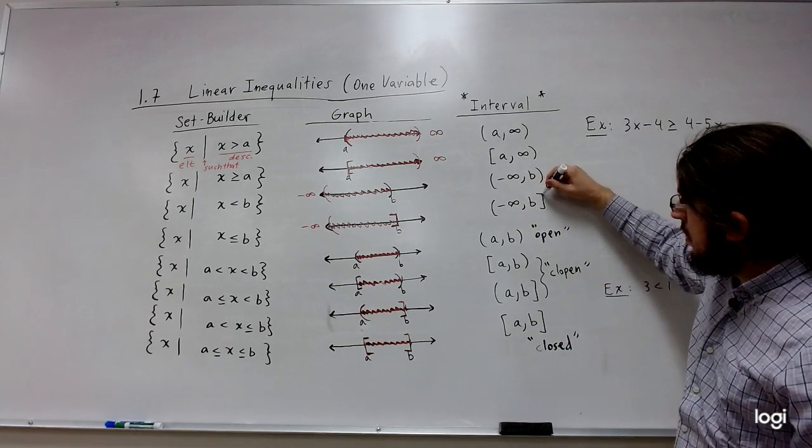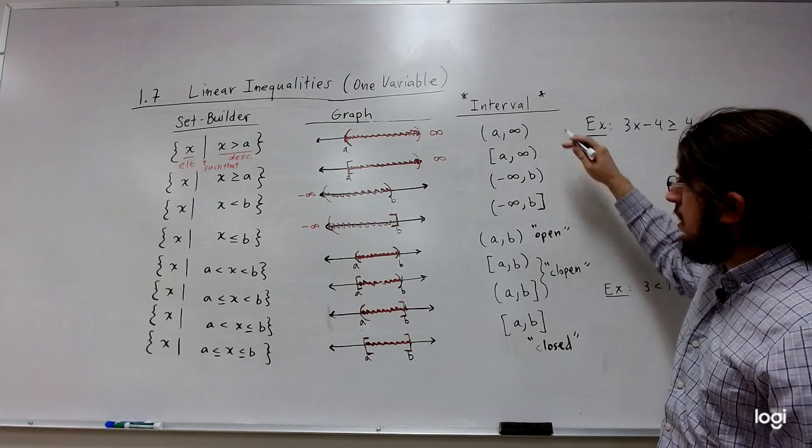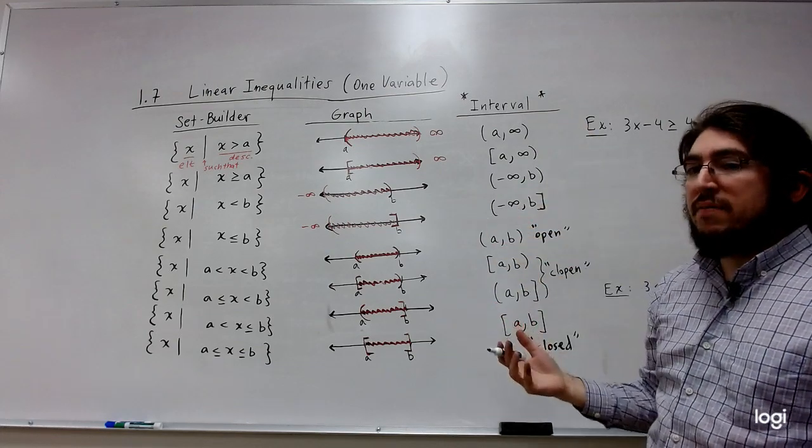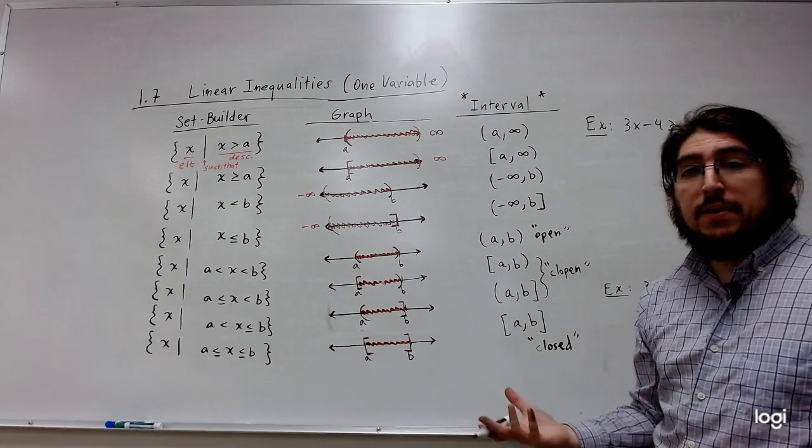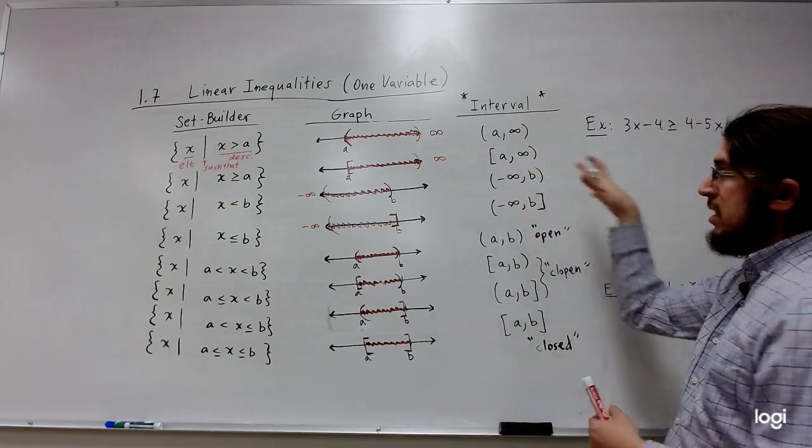We see that? So we only use the parenthesis on infinity. We don't use a bracket on infinity because that implies it could be equal to infinity, and we can't be equal to infinity. It's not a number. It just describes the direction that we're moving.